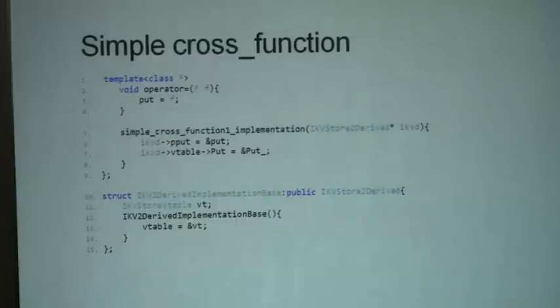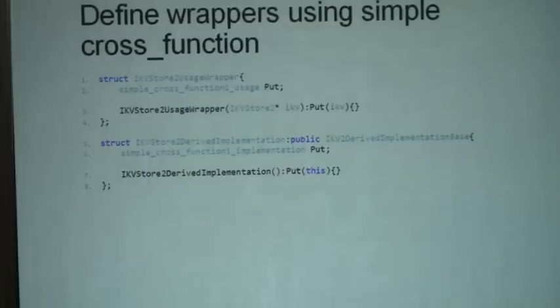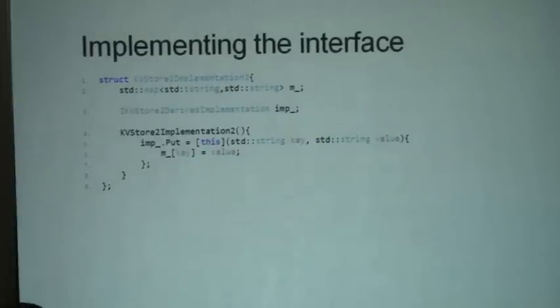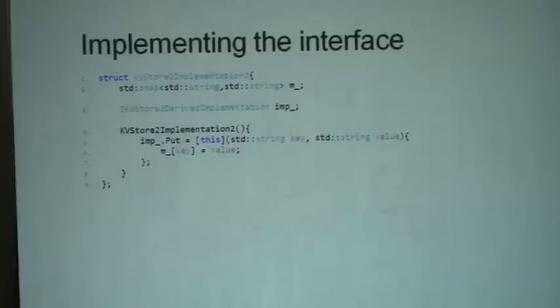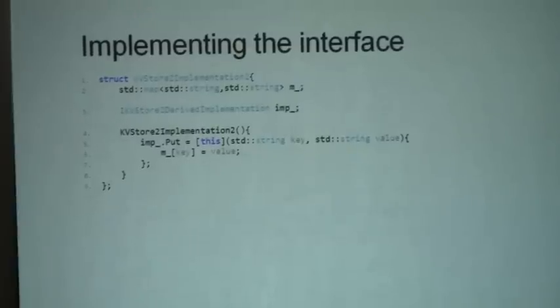Operator equal, we can assign any type of functor to it. We just assign that to the standard function. And then we assign our function put to the pointer there so we know we can get it. And in our vtable, we assign the function pointer. So then once we've got that, we can define the implementation for it. We can use an implementation thing. And if we implement the interface, we just say, okay, this is our implementation. And we assign our value for that. We assign our function, our lambda.